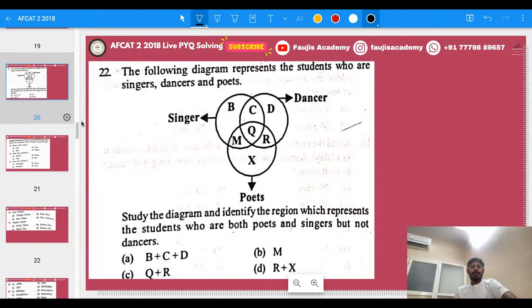22. Who are both poets and singers but not dancers? They are not supposed to be dancers, but they are supposed to be poets and singers. Let me make it a bit legible. Some kidnappers are socialized. Yeah, they must be in society, then only they will kidnap people, right?